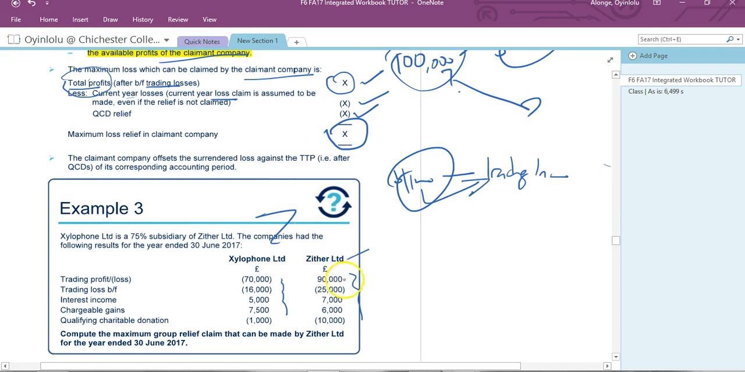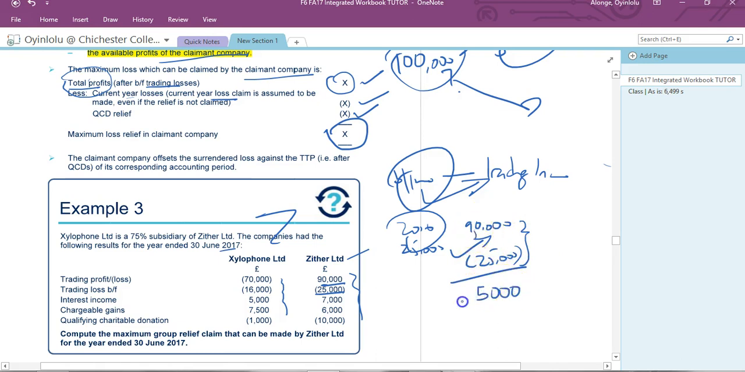So what can Ziffer offer Xylophone, in terms of how much profit is available? This is its trading profit in this year. It tells us very clearly that we have a brought forward trading loss of 25,000 for Ziffer, coming from 2016. It must use it first against its own trading profits, right? So that's the first thing we have to do. I knock that off first and say, okay, how much do you now have left? 90 minus 25, I have 65 left of trading income.